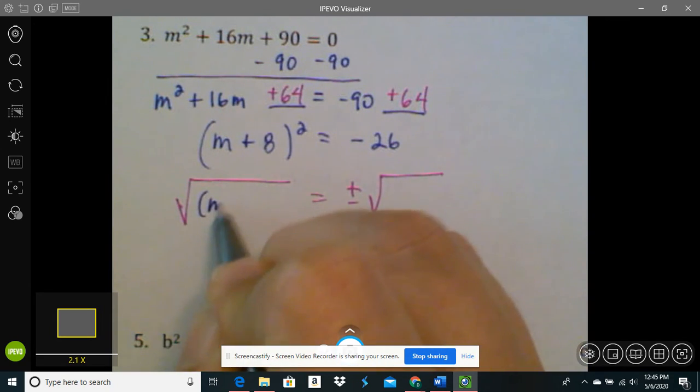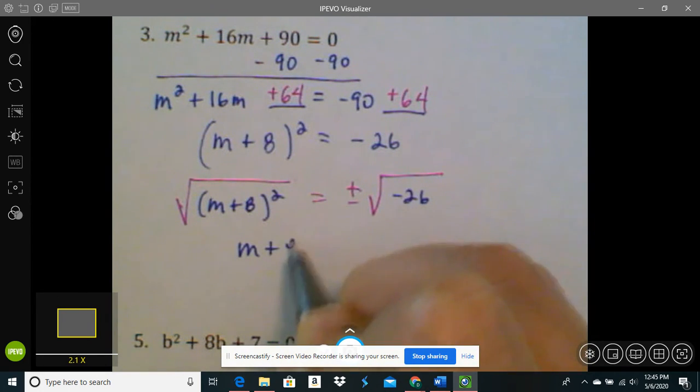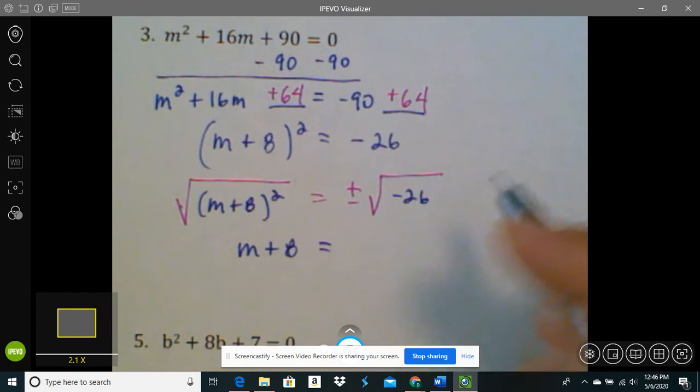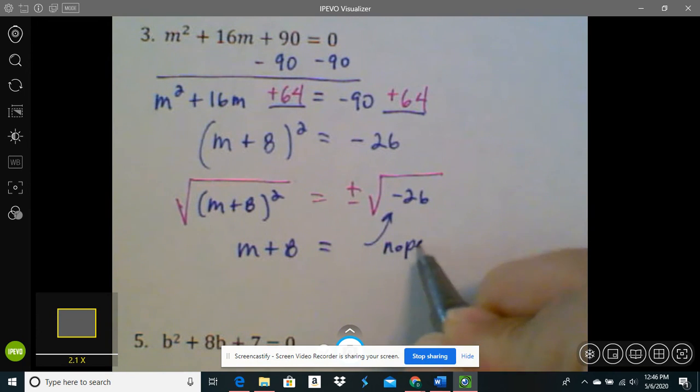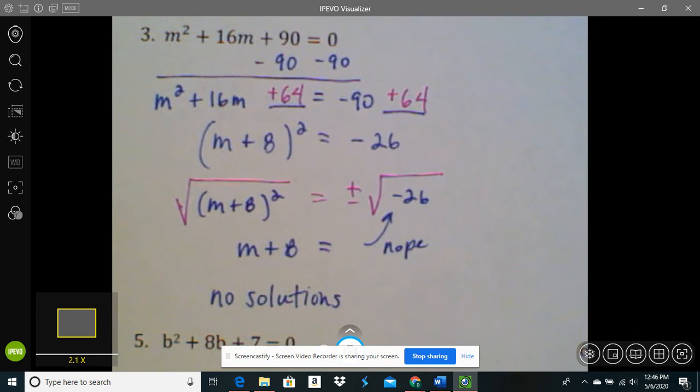When we do that, I get m plus 8 equals, and then I go to take the square root and nope, it's not happening. Because you can't take the square root of a negative number. So guess what? This one has no solutions. That's as far as you can go. And sometimes you're going to say, so really what I want to do is end up with the negative on the right side because you can't take the square root of a negative and there's no more work for me to do. Exactly. But just be cautious because it's not going to happen all the time.